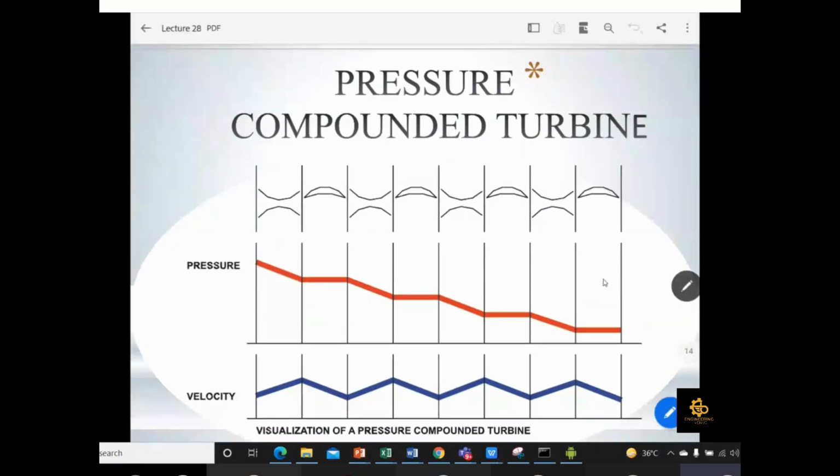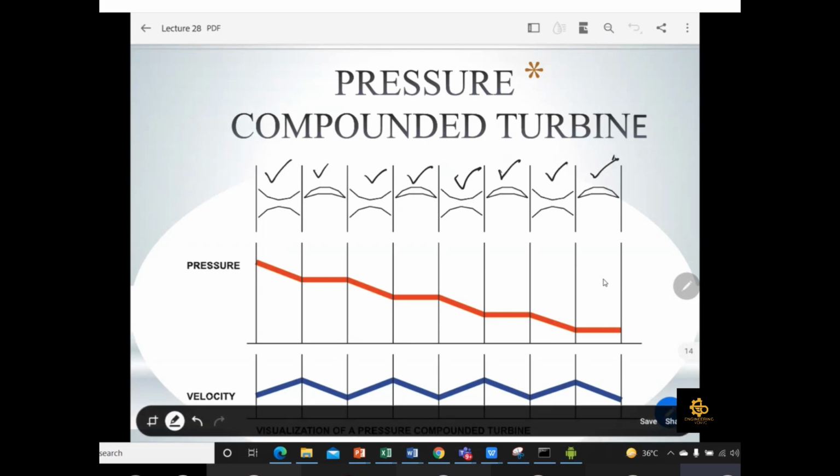In pressure compounding, the arrangement of blades and nozzles looks like this: fixed nozzle, then moving blade, fixed nozzle, moving blade, fixed nozzle, moving blade, fixed nozzle, moving blade. If the arrangement is like this, we call it pressure compounding. Sometimes we use a combination of pressure and velocity compounding so that we get a more optimal value of the velocity, or reduce the speed of the shaft, or you can say turbine, to the required value.